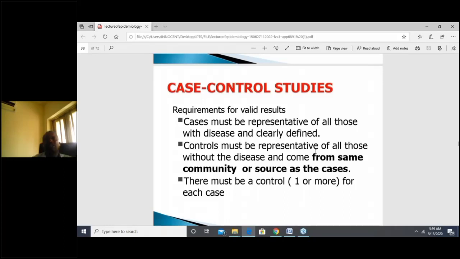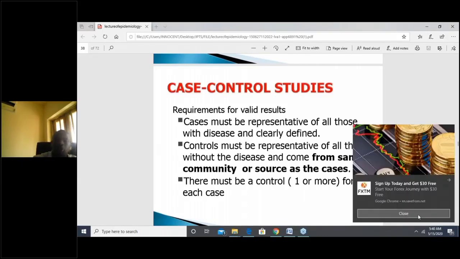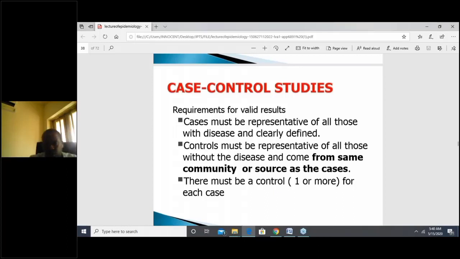So control must be representative of all those without the disease and come from the same community or source as the case. If you are doing a study, you want to study the effects of a drug on people between this age, or you want to study a disease condition within this period of time, around this group of people, and there are exposures and those things. Now, in your study, both your control and your study should be people from the same community or source, as the case is.